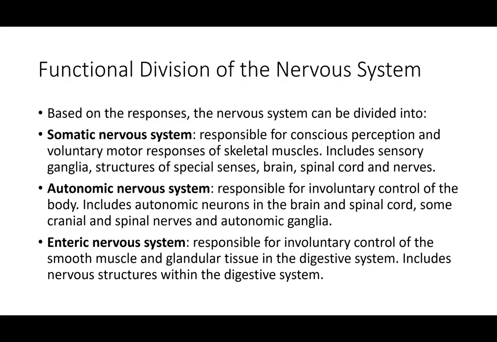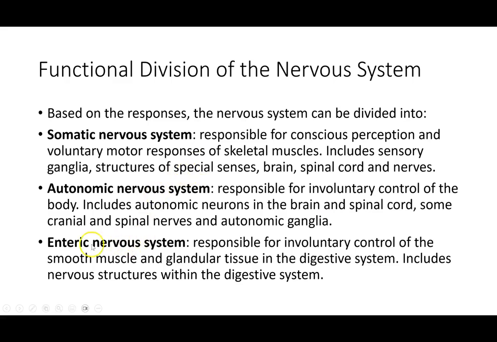The autonomic nervous system is responsible for our involuntary movements. So one way of remembering that is autonomic means automatic. These are things that happen without us having to be aware of it or think about it in any way, shape, or form. It is automatically happening whether we want it to or not. So we have special neurons in the brain and spinal cord, as well as cranial and spinal nerves and some autonomic ganglia that are involved in this particular division of the nervous system. So we'll look more at that next week.